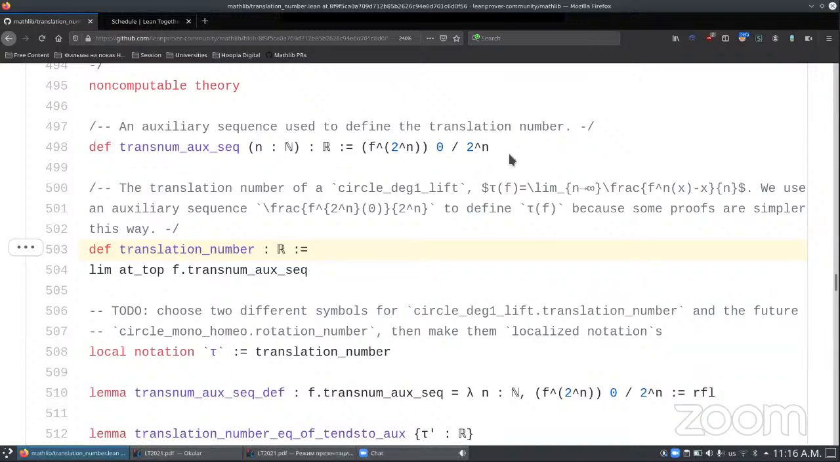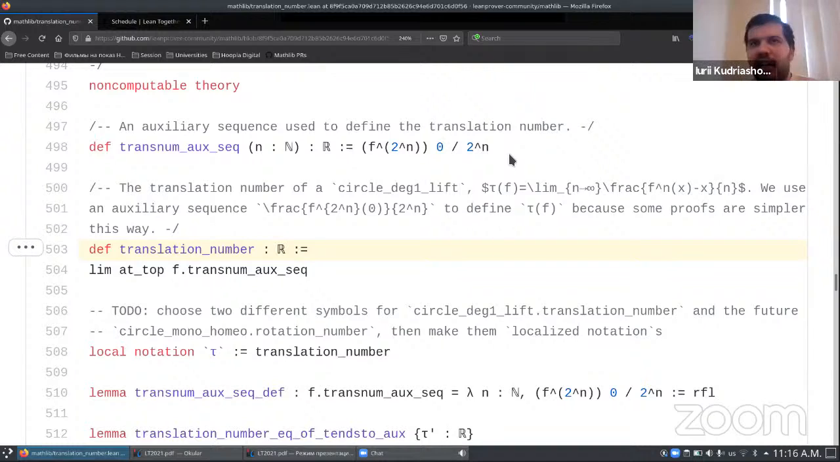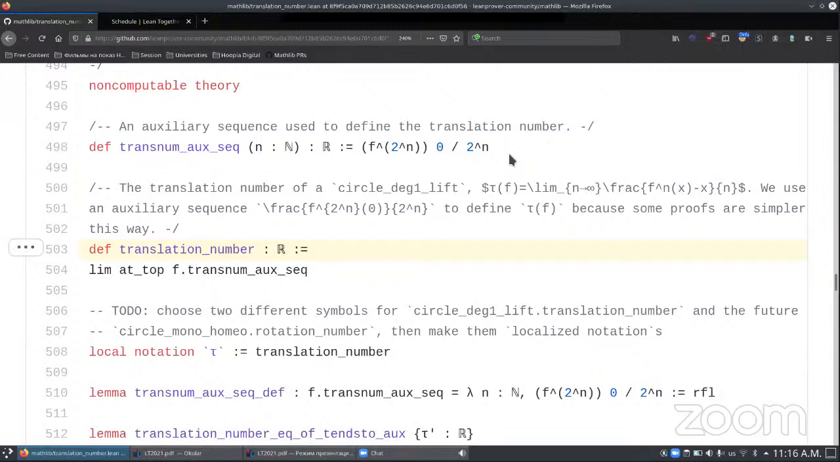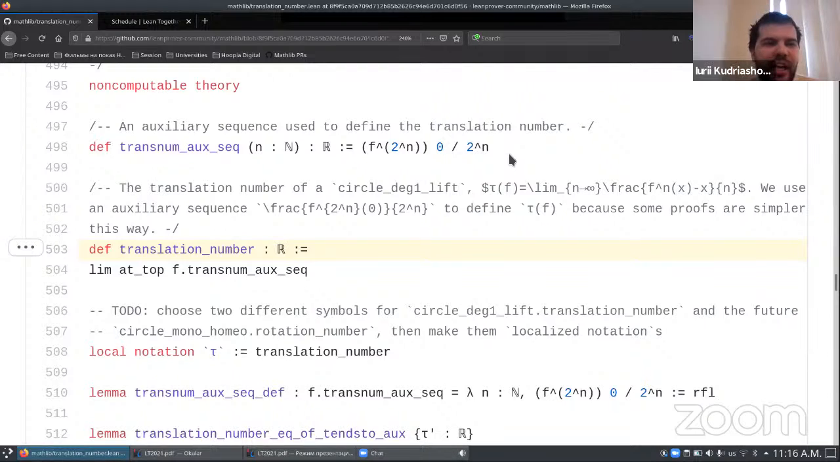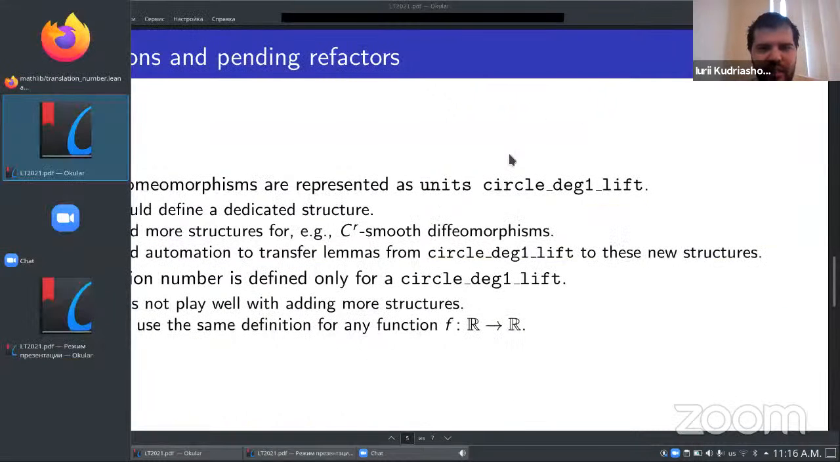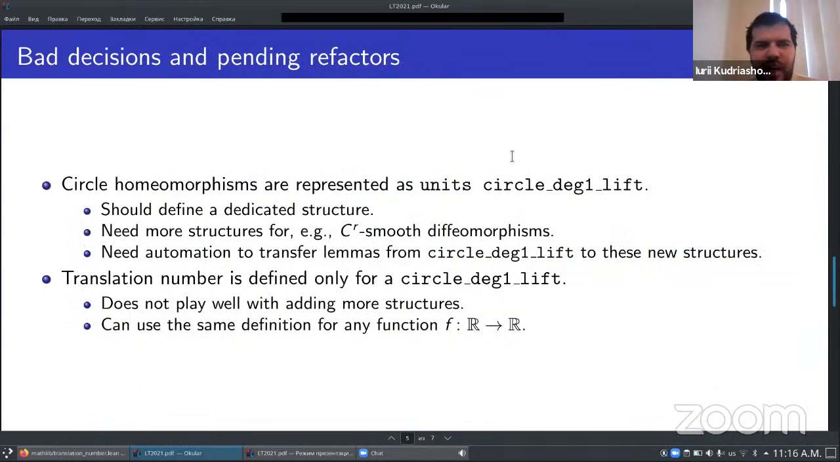Yes. So it won't cost anything. I just did not think about extensibility to other types, like circle diffeomorphisms, etc., when I was writing this. And okay, this waits for a very small refactor. And probably I will find more issues when I expand this part of the library.